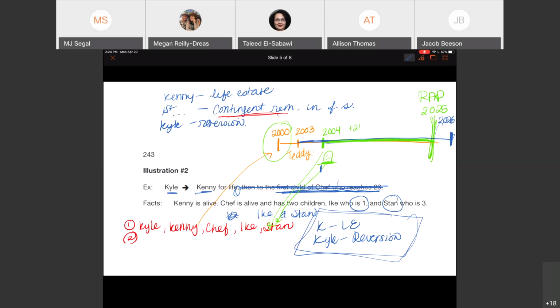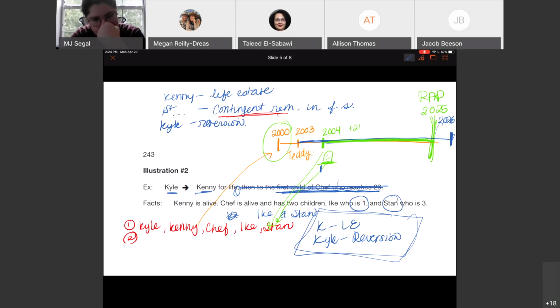Okay, questions on that? I have one. Yes, go ahead. So if one of Chef's children, like Ike or Stan, died in 2005 instead of 2004, then you would measure from 2005 forward? You wouldn't measure. It doesn't matter what actually happened. You don't measure when they actually die. We're doing what if scenarios.